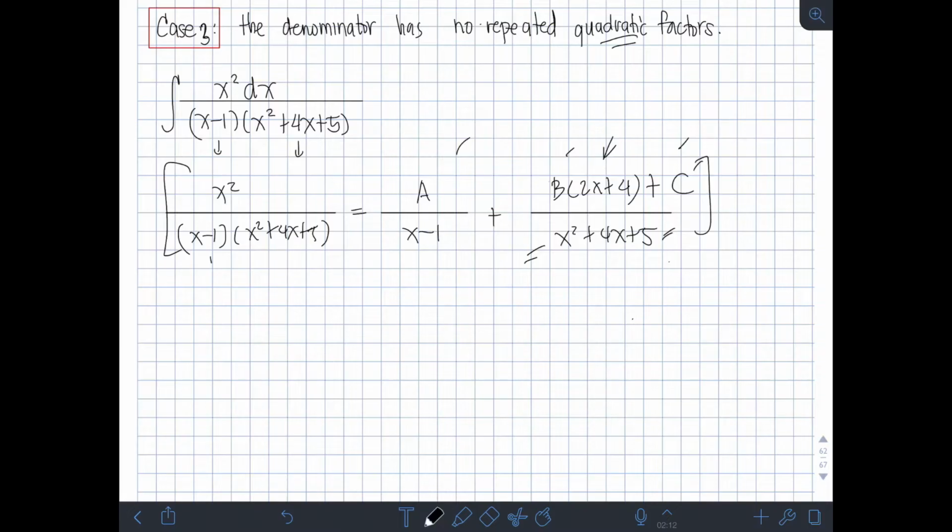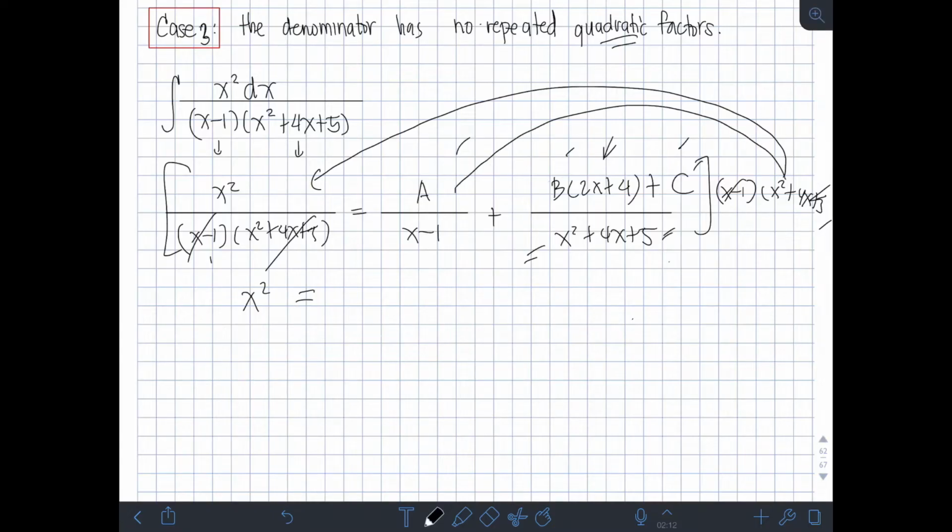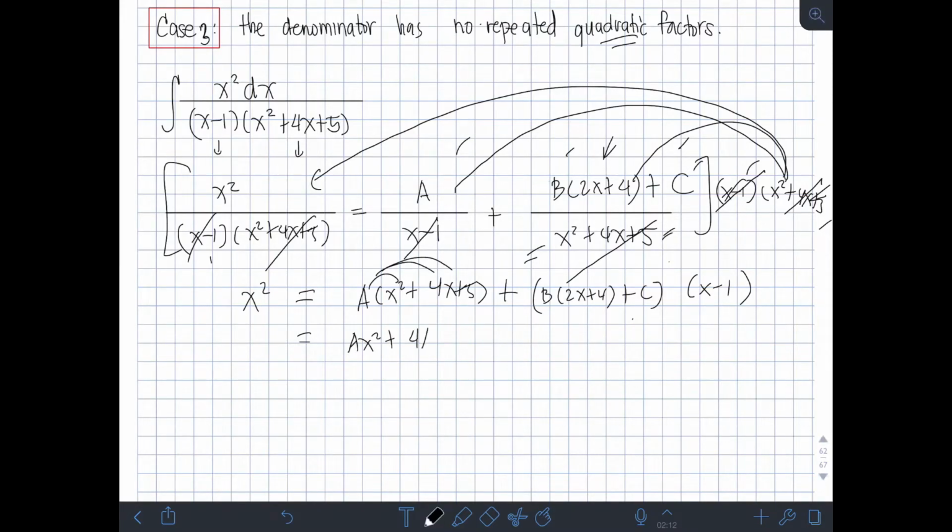Okay, so this time, next step is hanapin na natin si A, B, at C. So, multiply natin by the LCD na x minus 1 times x squared plus 4x plus 5. So, distribute dito, cancel lahat. We have x squared equals, distribute sa A, cancel si x minus 1, matitira is A times x squared plus 4x plus 5 plus, distribute dito, maka-cancel si quadratic factor, matitira is itong b times quantity 2x plus 4 plus c times x minus 1. Okay? So, equating coefficients na lang gawin ko. So, distribute natin itong si a, magiging ax squared plus 4ax plus 5a. And then, plus, so, distribute natin itong x minus 1, magiging b times 2x plus 4 times x minus 1 plus c times x minus 1.